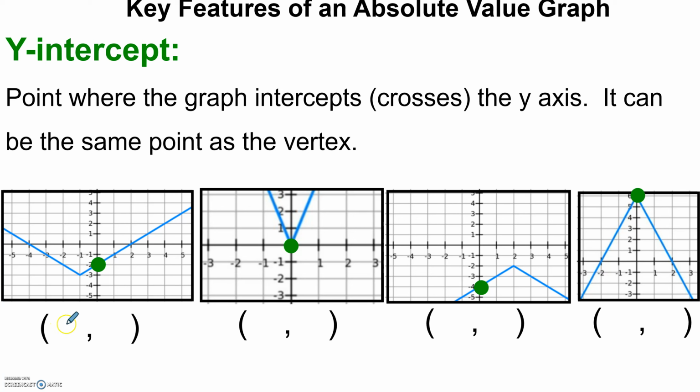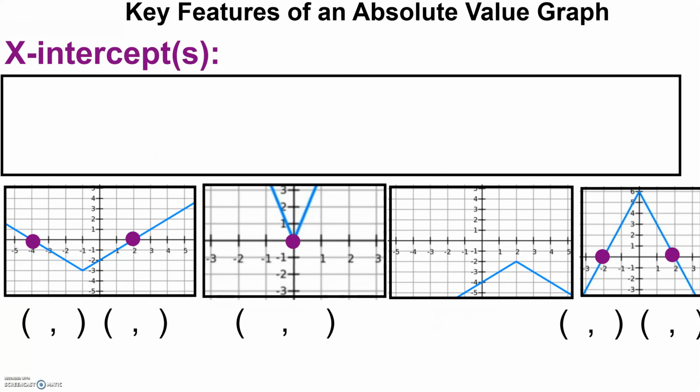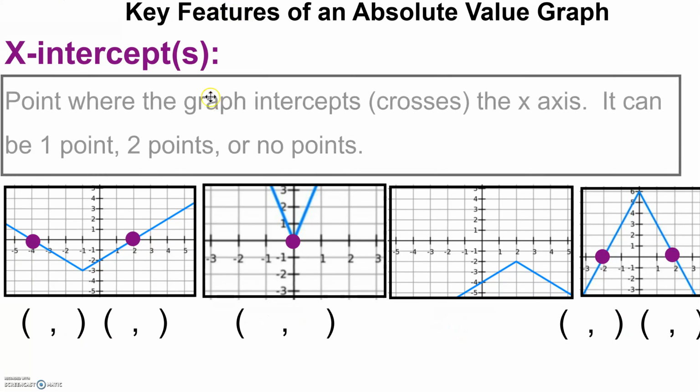So we know on a y-intercept, x is 0. So we're going to put 0 for all of these graphs on the x value. Then we're just going to identify where it crosses the y-axis at -2, 0, -4, and 6. And there's our y-intercepts where the graphs cross the y-axis for each of these graphs. Next, we're going to talk about the x-intercepts.